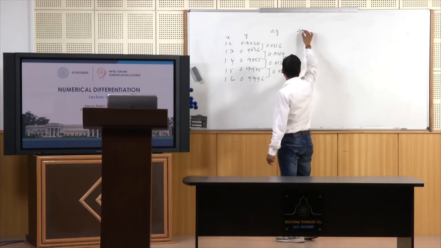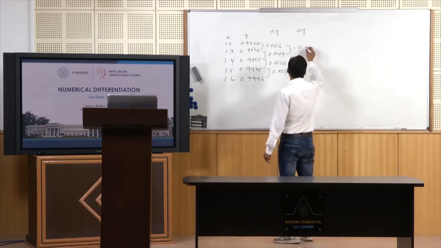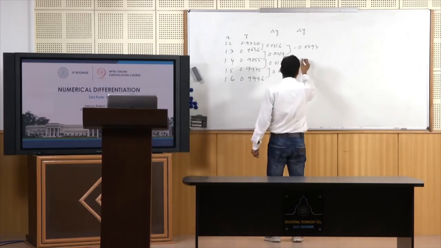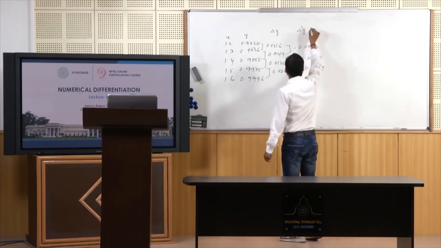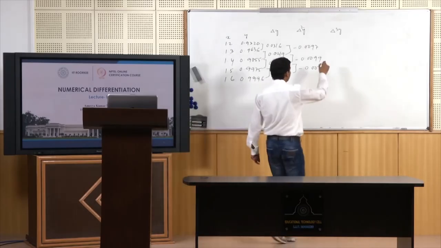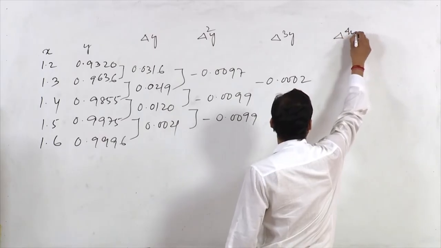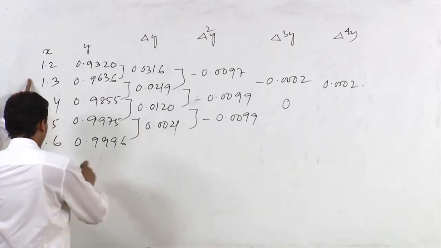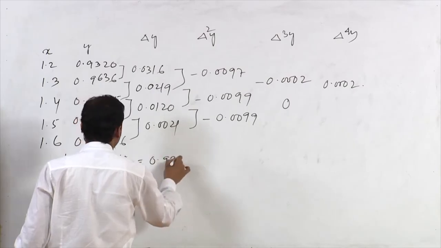Then the second differences for these numbers can be written as minus 0.0097 first, then minus 0.0099, and the third one 0.0099. Sorry, this is del square, then I will go over del cube of y here. If you take the differences here, the first gives minus 0.02 and this gives 0. And the fourth order difference you can write as 0.002 only. The points are equidistant, so h can be written as 0.1, and the starting value y 0 is 0.9320.